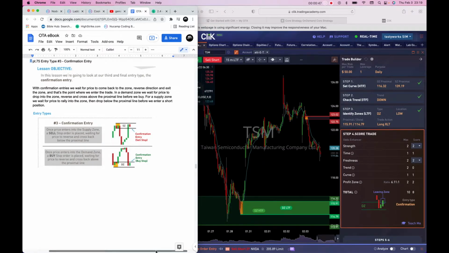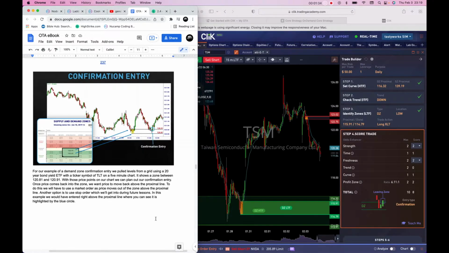In this lesson, we're going to look at our third and final entry type, the confirmation entry. With confirmation entries, we wait for price to come back to the zone, reverse direction, and exit the zone. And that's the point where we enter the trade. In a demand zone, we wait for price to drop into the zone, reverse, and cross above the proximal line before we buy. For a supply zone, we wait for price to rally into the zone, then drop below the proximal line before we enter a short position.